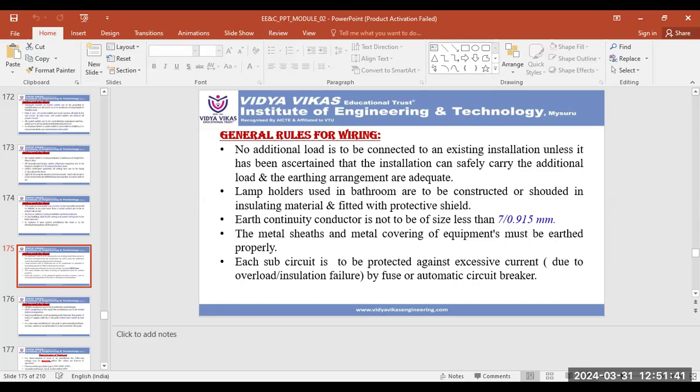Earth continuity conductor is not to be of size less than 7 strands of 0.915 mm. Under 7 strands, 0.915 mm should be provided for the earthing conductor. The metal sheets and metal covering of equipment must be earthed properly. Each subcircuit is to be protected against excessive current by a fuse or automatic circuit breaker.